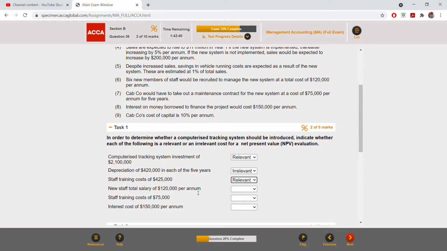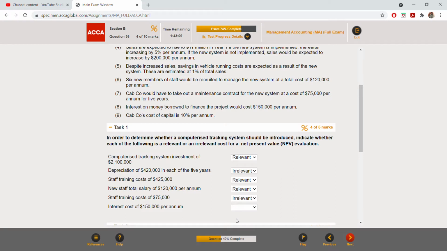So it's relevant. Next, the new staff total salary. Again it is relevant, because it is for the new staff. When it's for new staff, it is relevant. When it is for existing staff, it is not relevant, because whether you take the project or not, you anyway have to incur that cost. It is something unavoidable. So an unavoidable cost is not relevant. It's irrelevant.